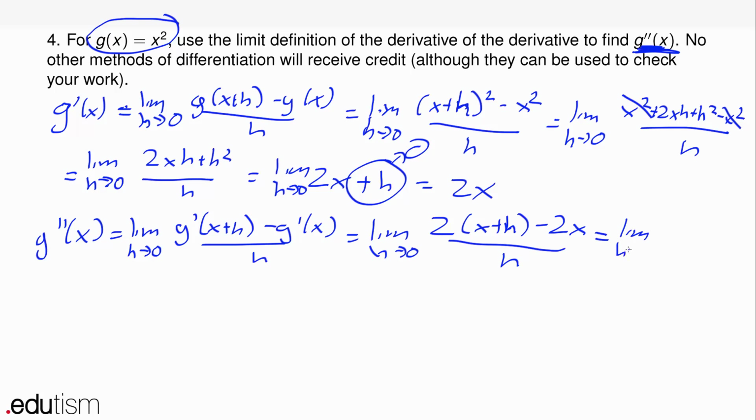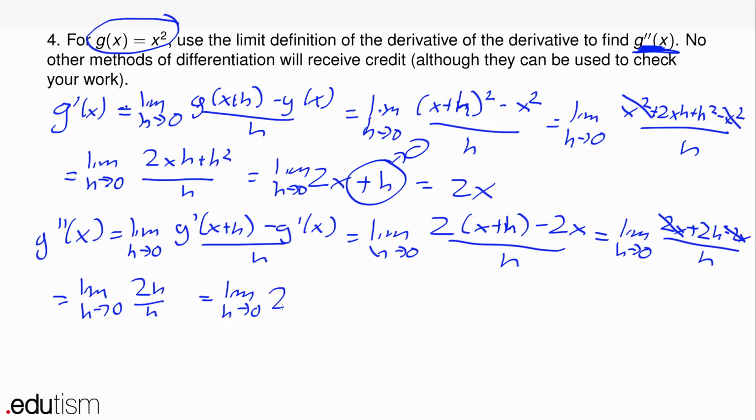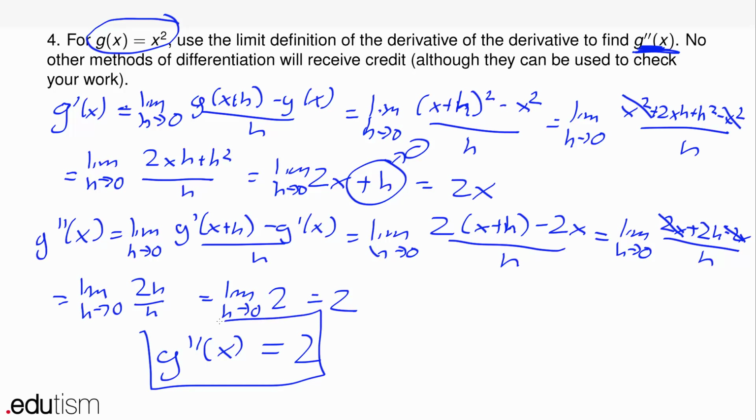That gives you the limit as h goes to 0. If I expand the 2 times x plus h, I get 2x plus 2h. Then we subtract 2x, divide by h. The 2x's will cancel. I'll be left with the limit as h goes to 0 of 2h over h, which is the limit as h goes to 0 of 2, which is just 2. This means that the second derivative of this function, g double prime of x, is 2.